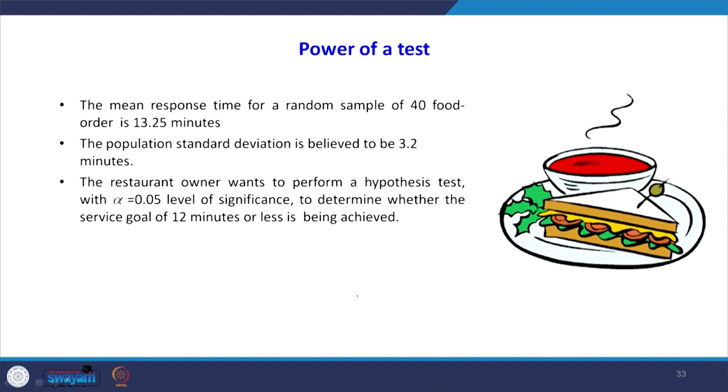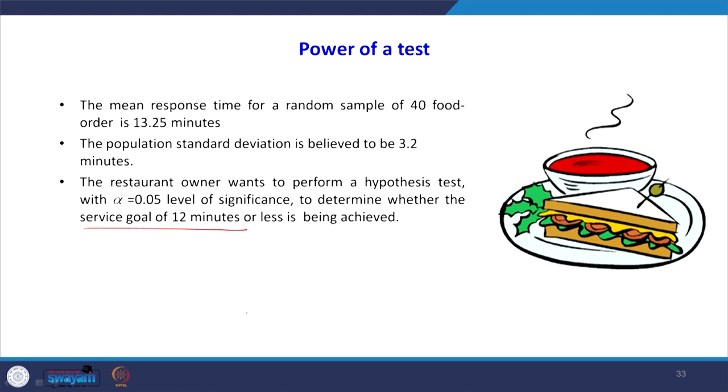Suppose there is a restaurant. Suppose in the restaurant, when you order some dosa, coffee or soup, many times it will take some time because they have to prepare it. Assume that the owner of that restaurant has a service goal of 12 minutes or less, whether it can be achieved or not. So, what is the different possibility of committing type 2 error if you assume mu equal to 12? We will see the problem in detail.